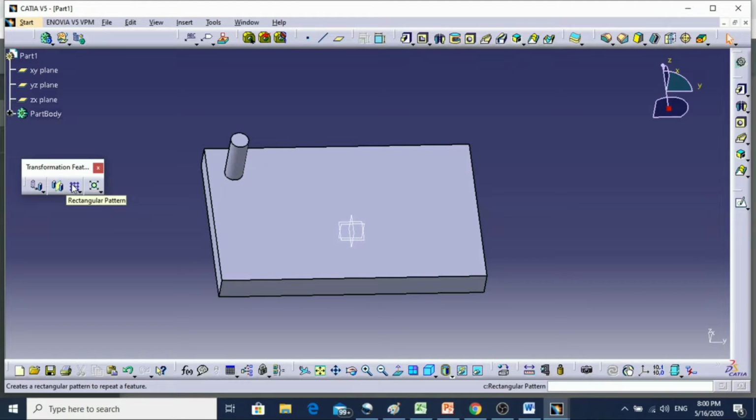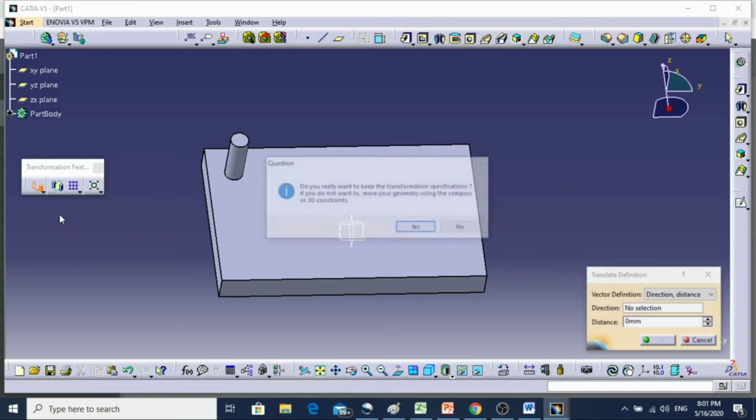Pattern means, suppose I have taken this part, and on this big part, many small parts are actually required, 1 2 3 4 5 6, like a pattern. So this type of pattern will be there. Pattern means rectangular pattern, circular pattern. So first we learn about translation.